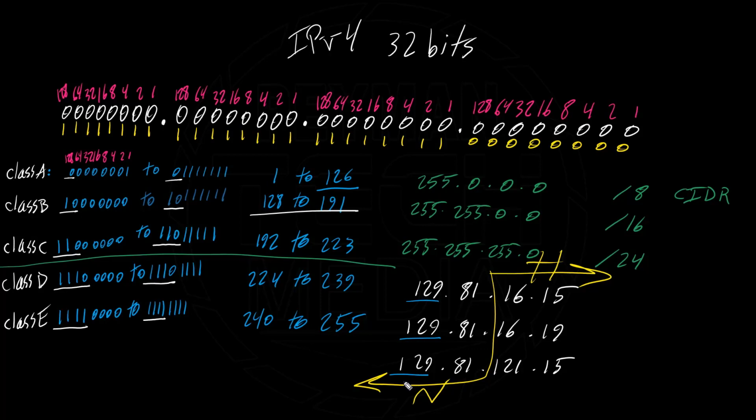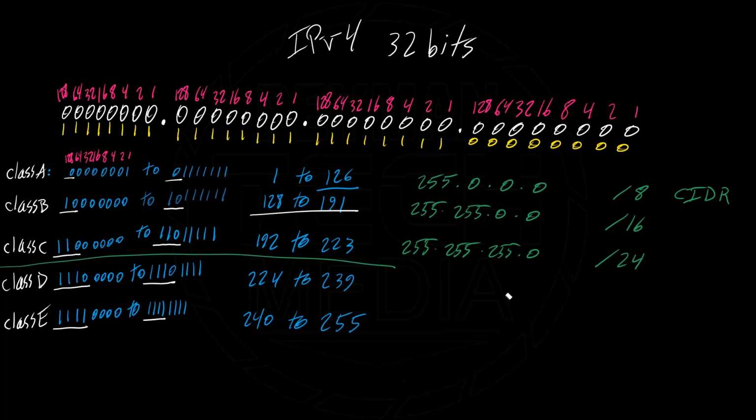129, 129, 129, very good. 81, 81, 81, very good. Therefore, all these three IP addresses are on the same network, and they are also in the same class, 129, 129, 129, and same network. And here we can see the hosts are unique: 16.15, 16.19, 121.15, very good, they are unique. At this point, for any IP address I write down, you should be able to tell me what class it is and whether they are on the same network, yes or no.